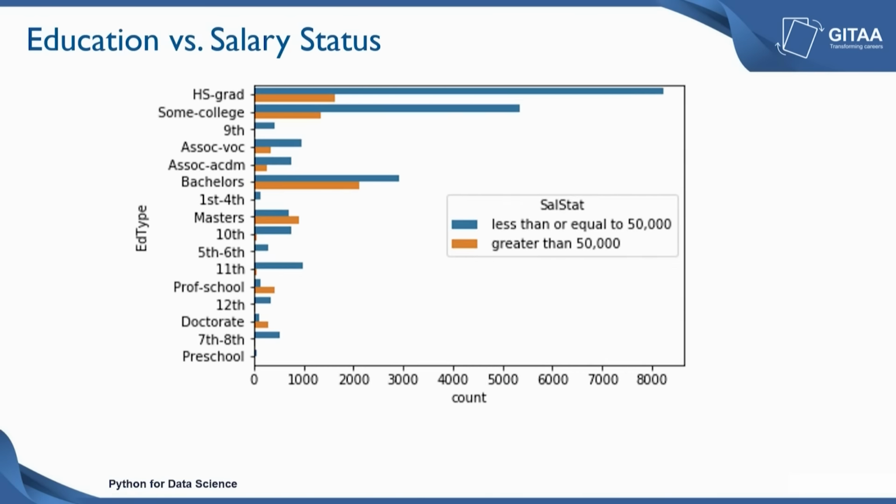So, next we will look at a variable called education. Let us just look at the frequency distribution of education. Education basically has too many levels to it, starting from preschool to doctorate, and if you look at the frequencies of each category, only the higher secondary graduation has the highest frequency. Most of the people have finished their higher secondary graduation, followed by some college. And if you see here, the blue bar is the representative of less than or equal to 50,000 and greater than 50,000.